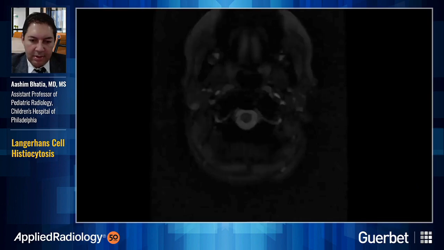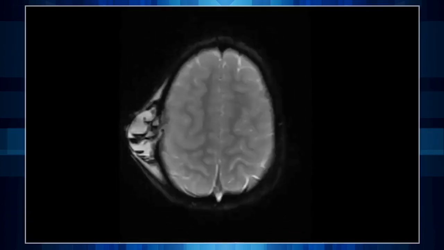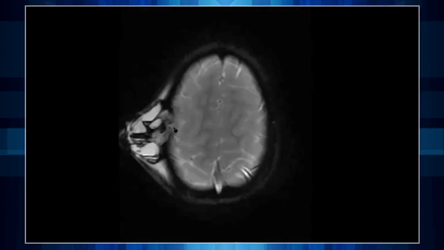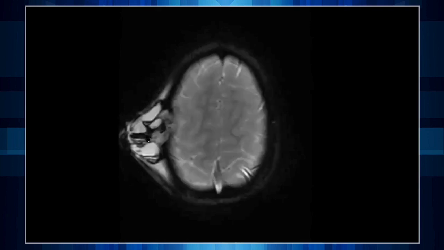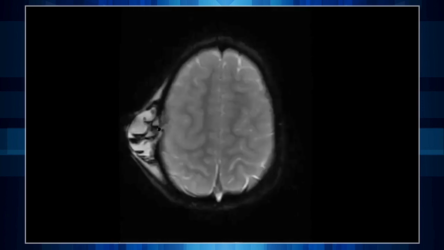And you can see here on the gradient sequence that this scalp mass is heterogeneous, actually has a fluid level. So this is a susceptibility demonstrating layering blood within the scalp mass. And then again, you can see there's extension through the calvarium.